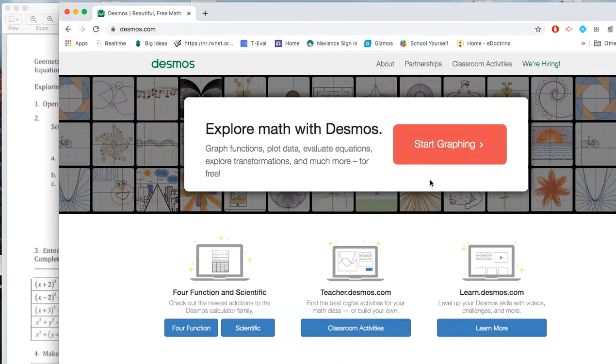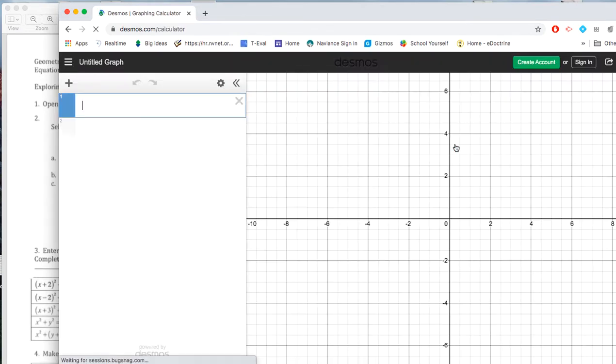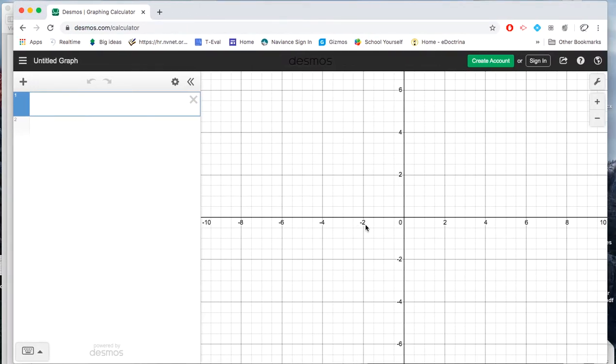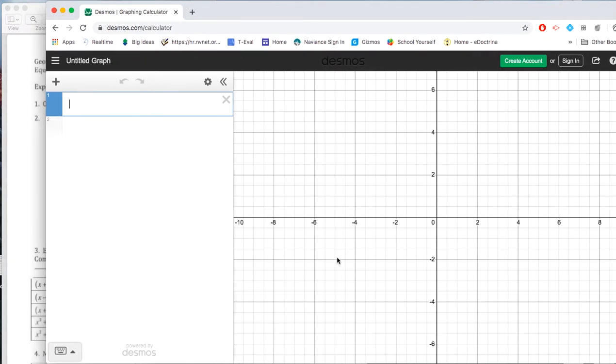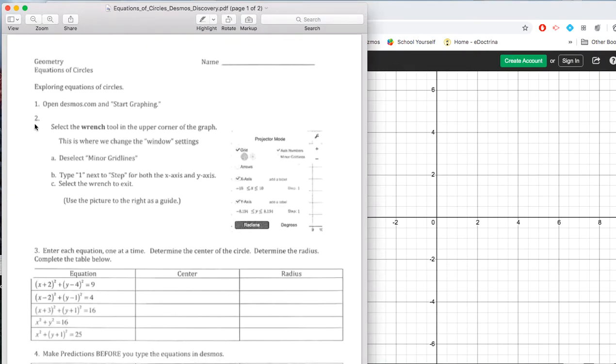So here I have desmos.com. This is an awesome calculator. It does a lot. The first thing I'm going to do is click this red button that says Start Graphing. I get this huge graph, and over here is where I type in my equations. But the graph here is kind of busy. So when I go back to my directions, the second step adjusts my grid and makes it something that's less on the eyes.